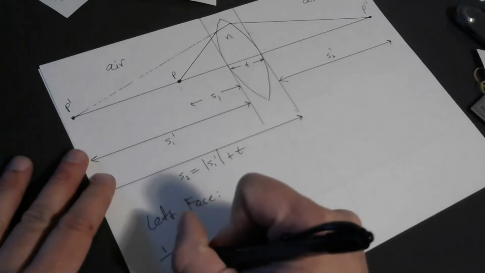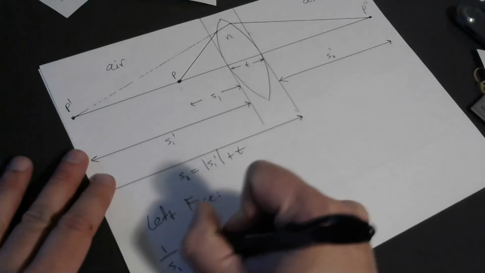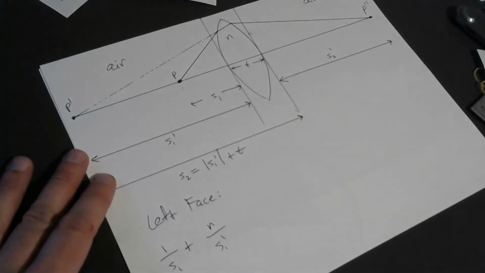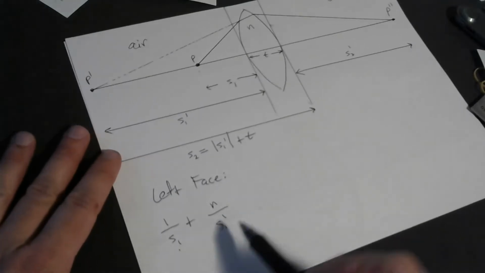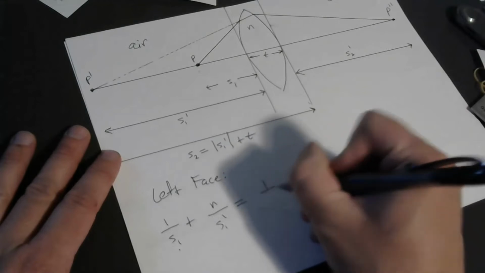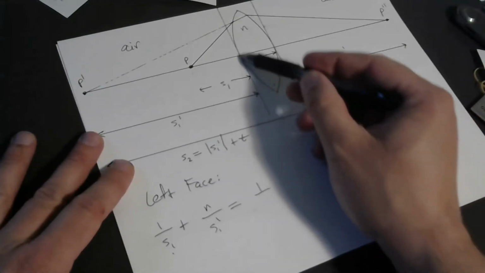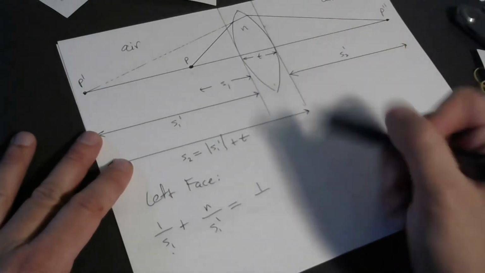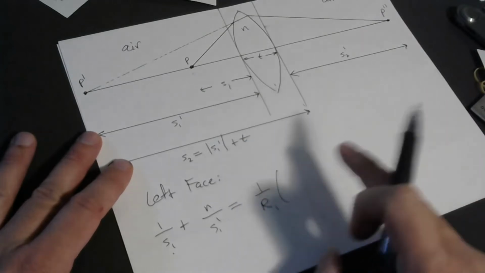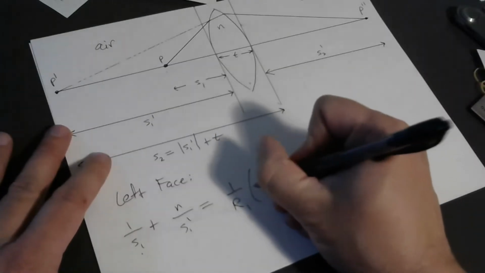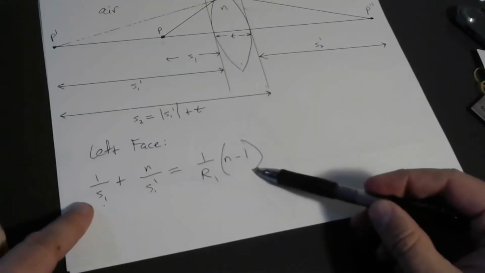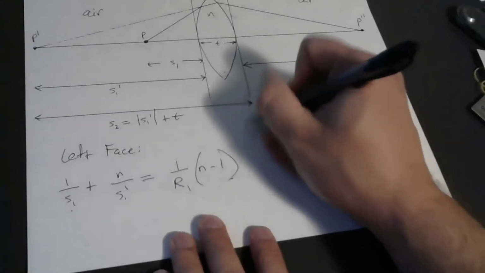1 over the object distance S1 plus N over S1 prime. This is object distance, image distance for the first refraction. That's got to be 1 over, well, R1 is the name of this particular radius of curvature, 1 over R1 times N2 minus N1, but my N2 and N1 are just N and 1. All right, so make sure you see how this came from the previous equation.